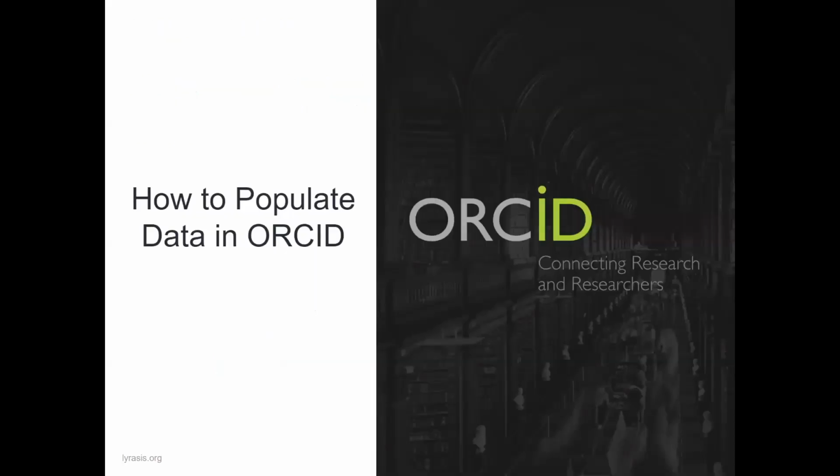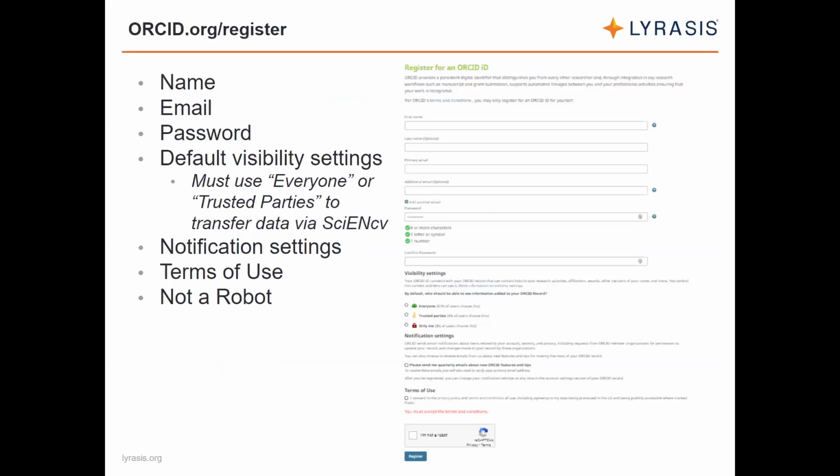So, how do we populate data in ORCID? To get started, if you don't already have an ORCID ID, the first thing you'll want to do is register for one at orcid.org/register. It takes about 30 seconds. You'll need to fill in your name, email address, a password, some default visibility settings, notification settings, terms of use, and confirm that you're not a robot.